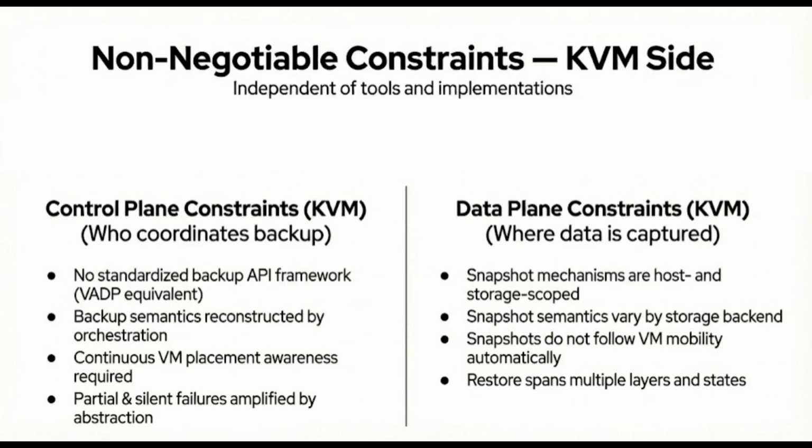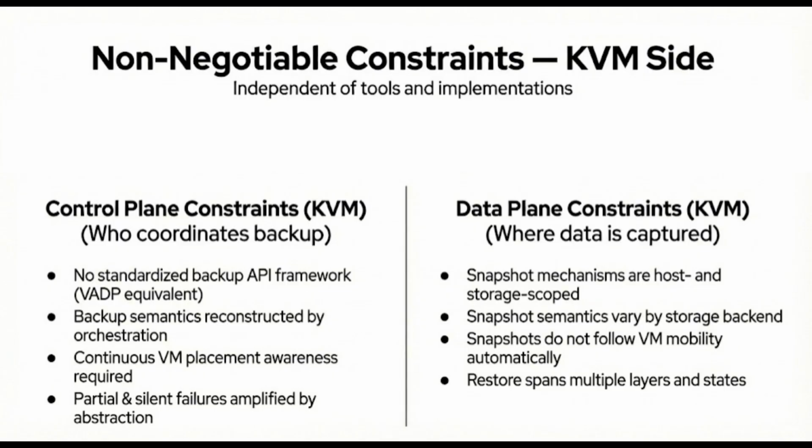On the data plane side, constraints are even more structural. Snapshot-based backup functionality exists on KVM and can be implemented effectively, but remains scoped to the host and the storage context. Snapshots do not inherently understand VM mobility. They don't automatically follow a VM as it moves across hosts or environments. As a result, the control plane must remain continuously aware of VM placement and movement. Backup correctness depends on orchestration, keeping metadata, storage context, and VM lifecycle aligned at all times.